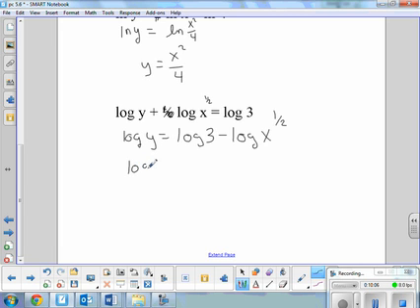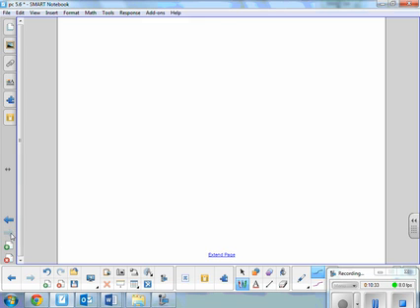Let's see if we can get one log on each side. So log of y equals log of 3 over x to the 1/2. Y equals 3 over x to the 1/2. Technically, we should rationalize that denominator, but I'm going to leave it just the way it is.